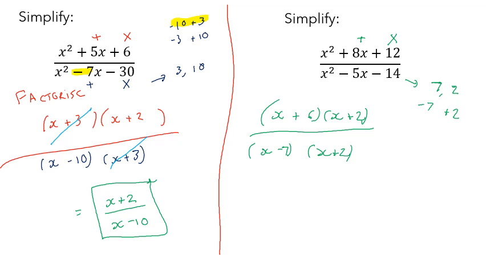You cancel out any common factors, x plus 2 and x plus 2, meaning that your final answer you're left with is x plus 6 over x minus 7. And that is your final answer.